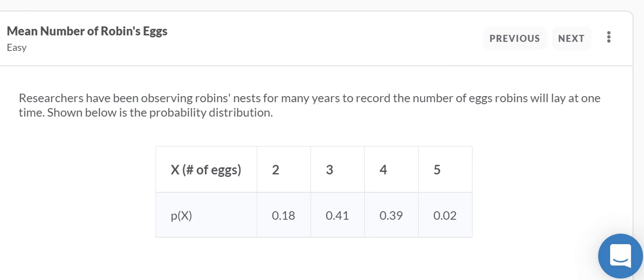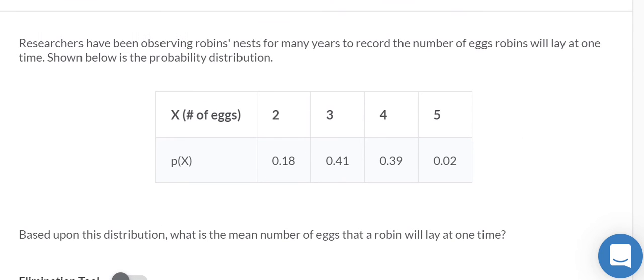Let's take a look at number 6. Okay, on this particular problem, we're going to use our formula for expected value. It asks us to calculate the mean number of eggs. Mean number is also known as expected value. And if you need to be reminded of what that formula is, remember E. Let me blow this up a little bit.